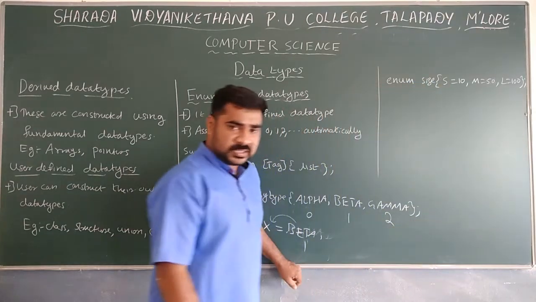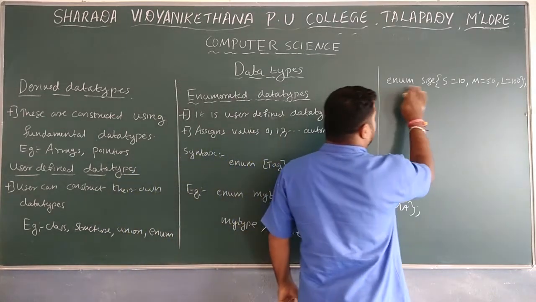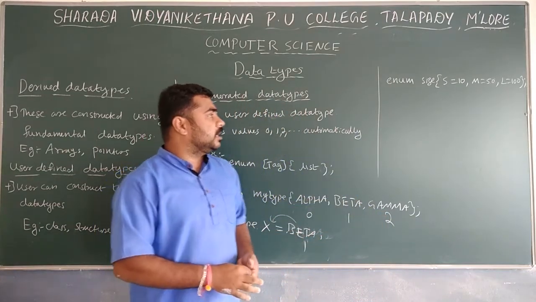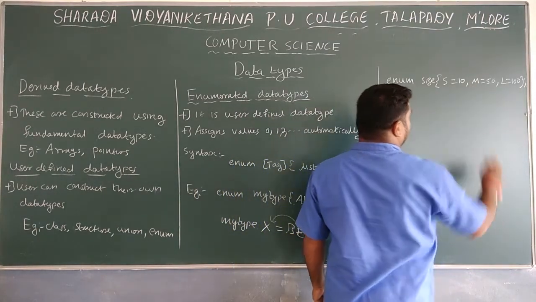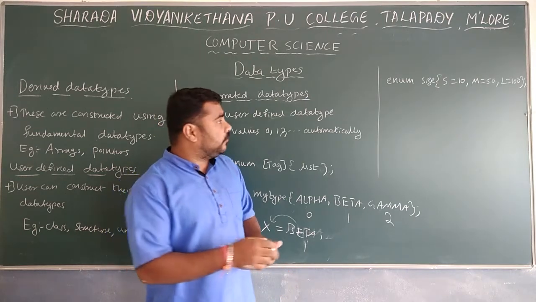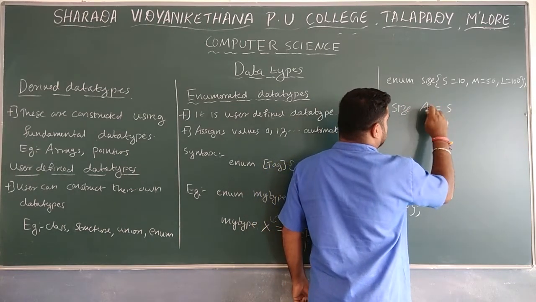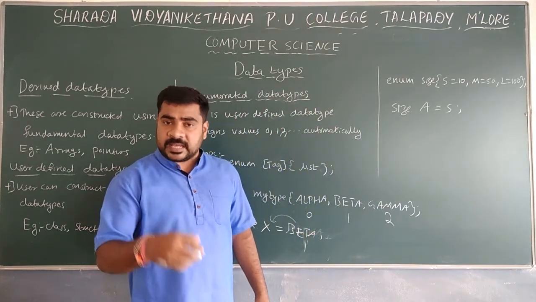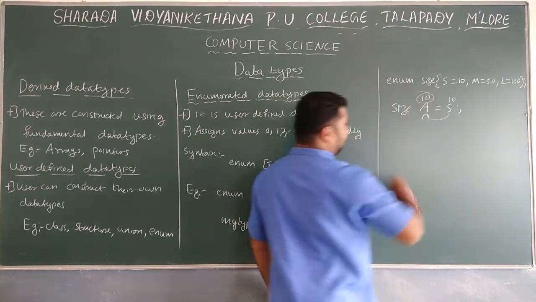In the second example you can see that it is possible to assign your own values. Here the enumerated size has S, M and L. S is small, M is medium, and L is large. I assigned S as 10, M as 50, and L as 100. Then if I use size A equal to S, what is the value of A? The value of A will be the S value, which is 10. So 10 will be assigned to A.